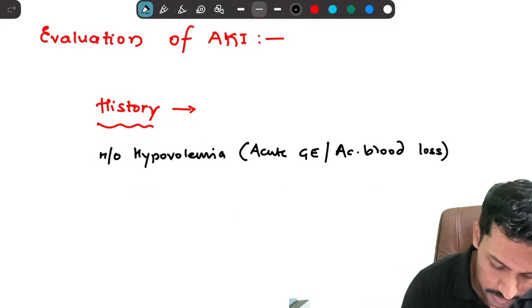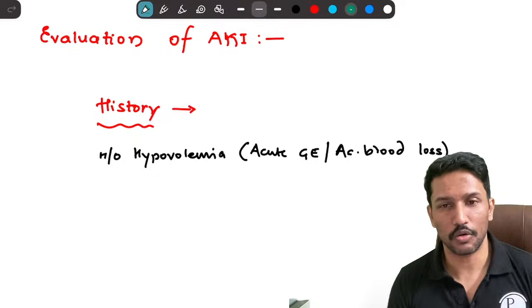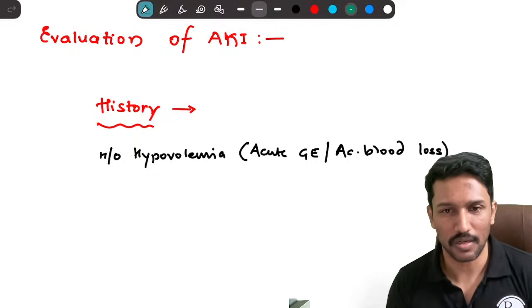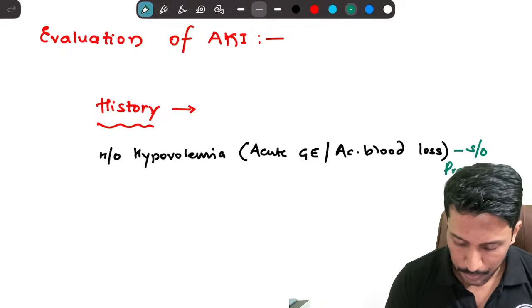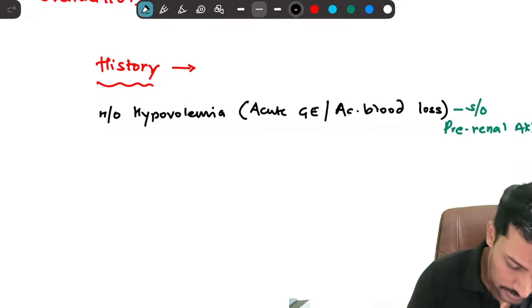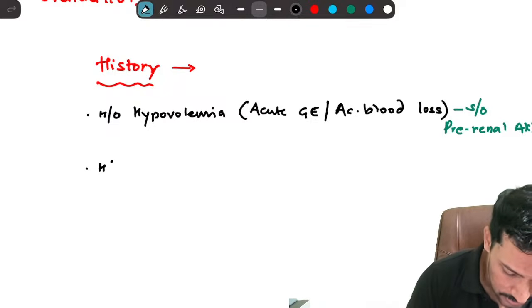Because if I had a road traffic accident and bled 1 liter of blood, and after that my creatinine is high, you know it is pre-renal AKI, right? It is suggestive of pre-renal AKI.